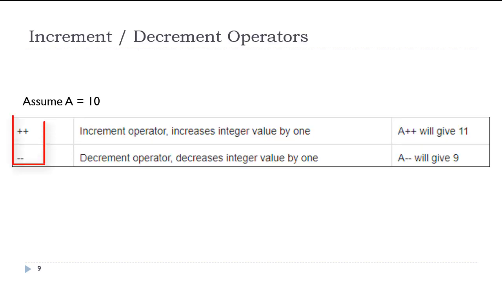We also have the increment and decrement operators, which will increase the value of the variable by 1 or decrease the value of the variable by 1 using the plus plus or the minus minus.